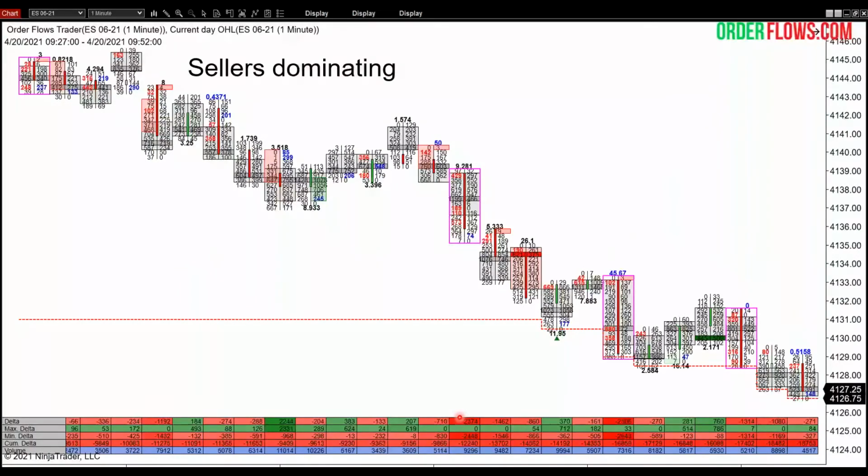But when the market starts coming out of those ranges, what are you going to see? You're going to see sellers dominating if the market is selling off. You're going to see a lot of selling imbalances. You're going to see a strong negative delta as the market's selling off, right?